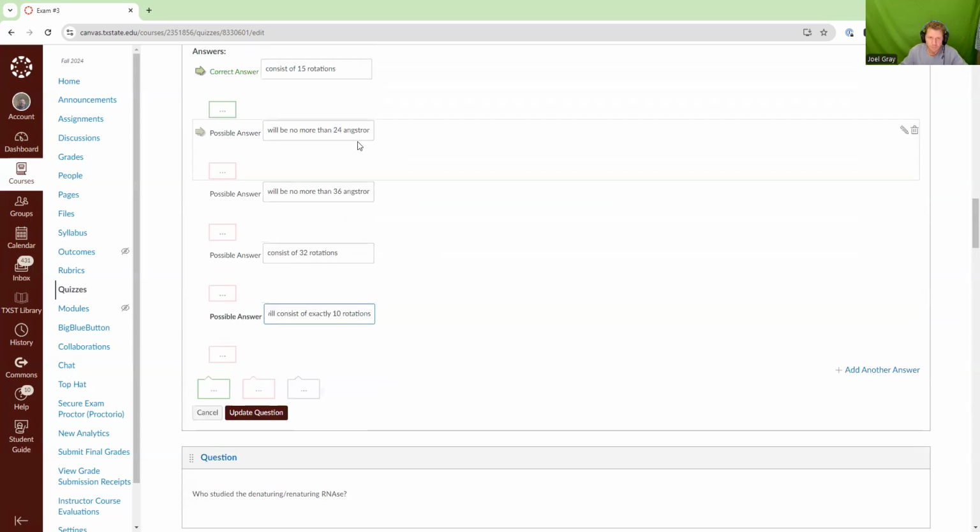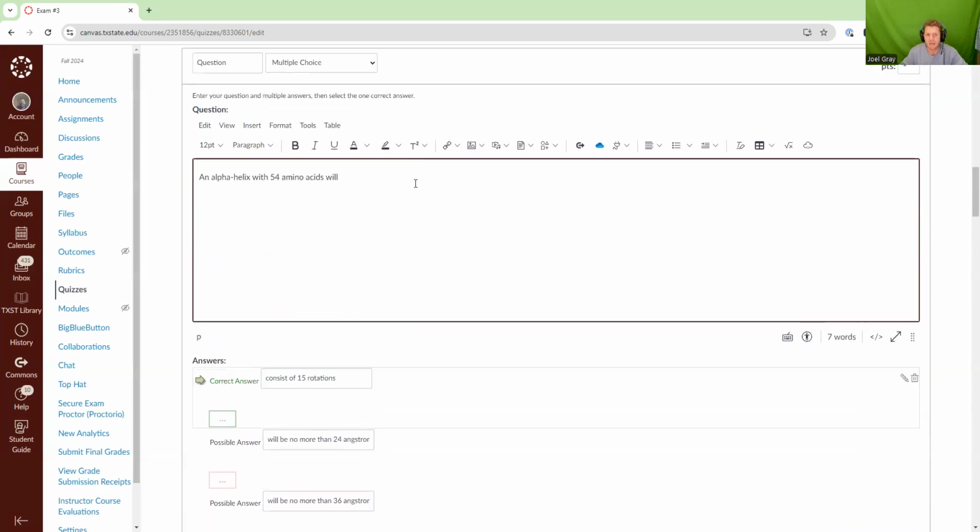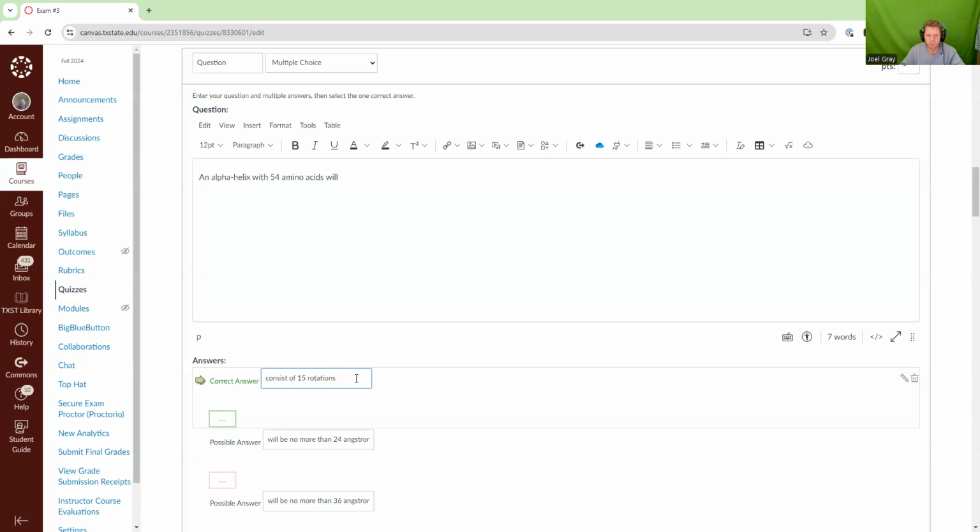So 54, you might see that and think, aha, 5.4. Well, 5.4 is the height of one complete rotation. But with 54 amino acids, we need to consider that one rotation is 3.6 amino acids. So that would be a division problem. Let's start there. If we do 54 divided by 3.6, we're going to get 15 on the dot. And so our best answer is 15 rotations.